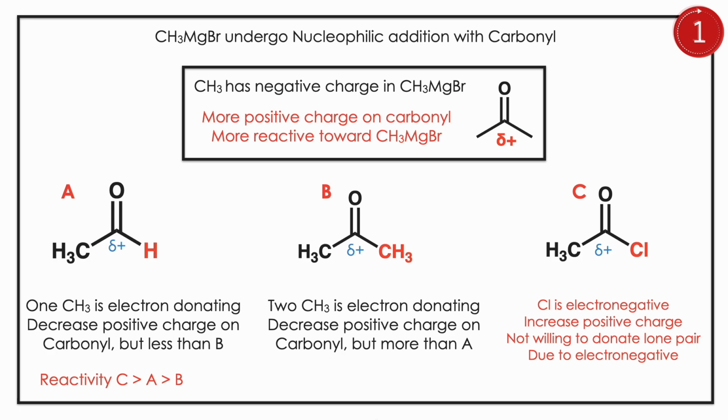The real question is whether A or B is more reactive. A is reactive because it has only one methyl group. It donates electrons, decreasing the positive charge. When compared to B, A is very reactive. B is less reactive because two methyl groups reduce the positive charge, making it weaker. So the reactivity order will be C, A and B.